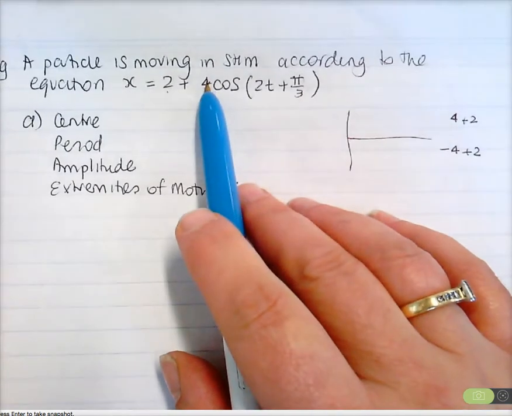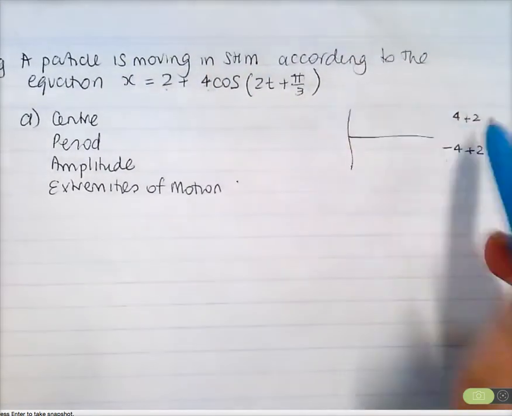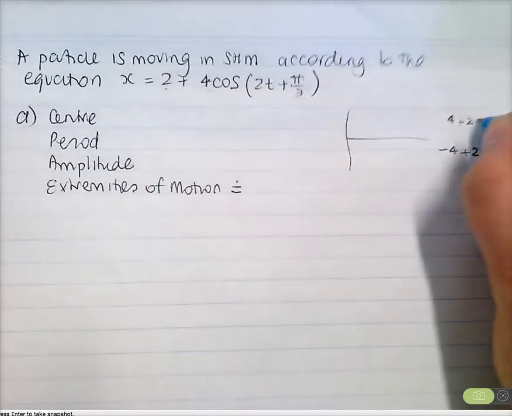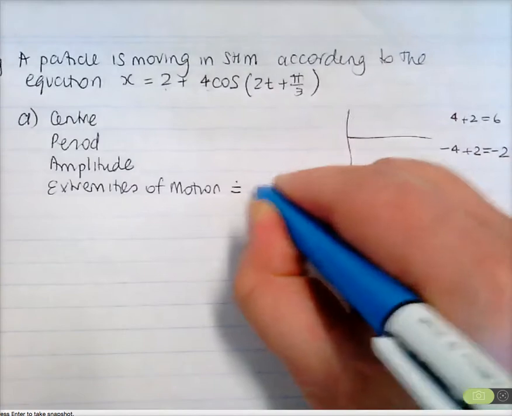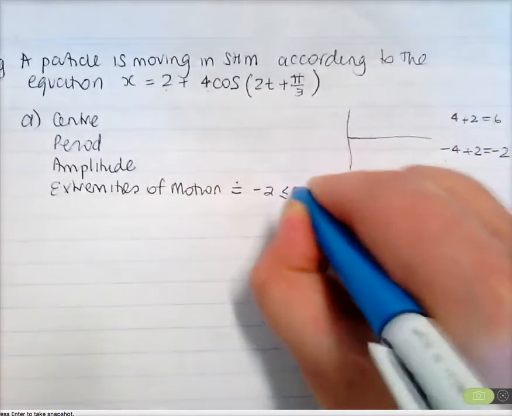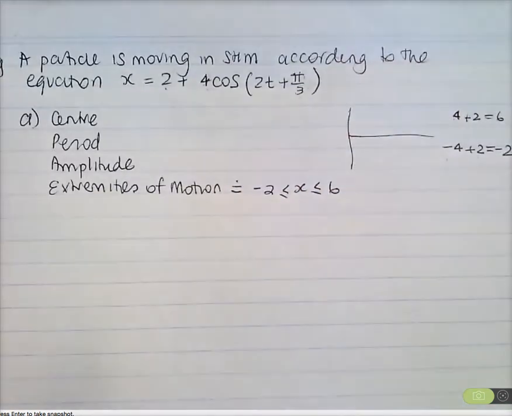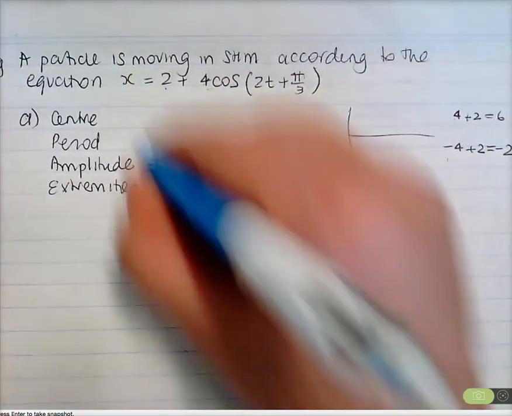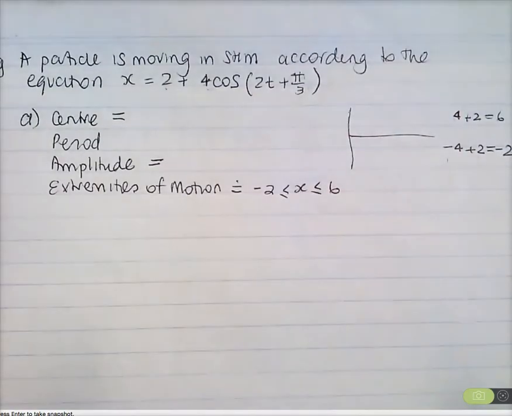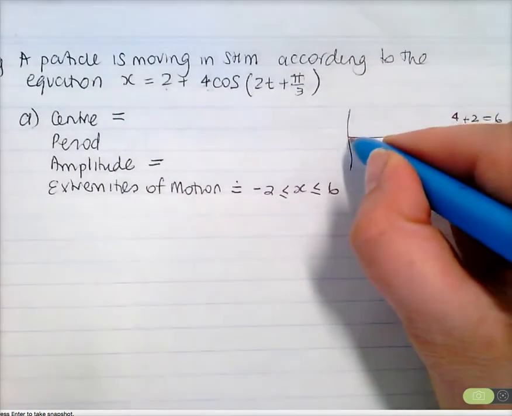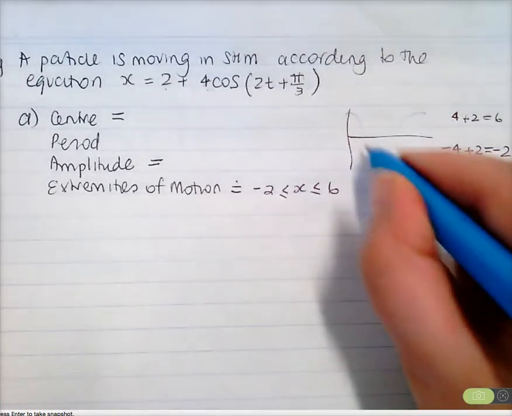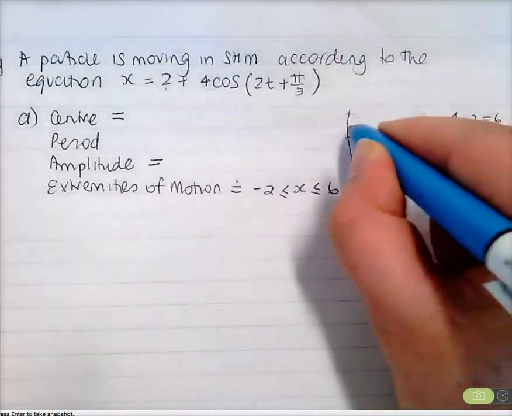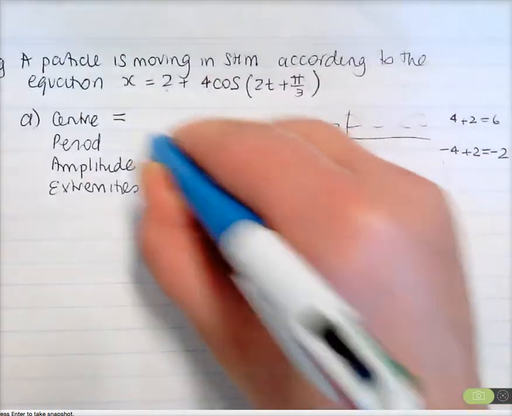So, the 4 is the amplitude, but adding 2 to both those, tell me the extremities of motion. What is it? 6 and -2. So I'm just going to write -2 less than or equal to x less than or equal to 6. Amplitude is, what's the centre? Where will the centre be? It's not at 0 anymore. The old centre would have been at 0. Yeah, the new centre is at 2. So the centre's at 2.